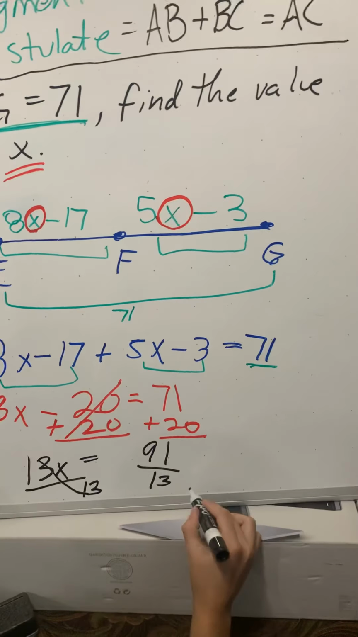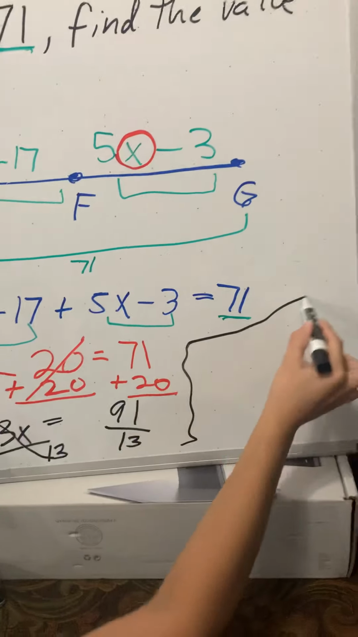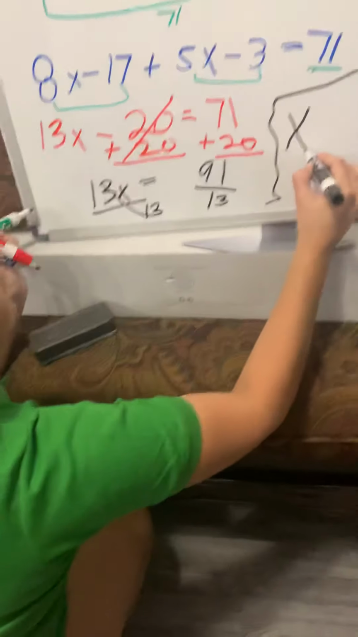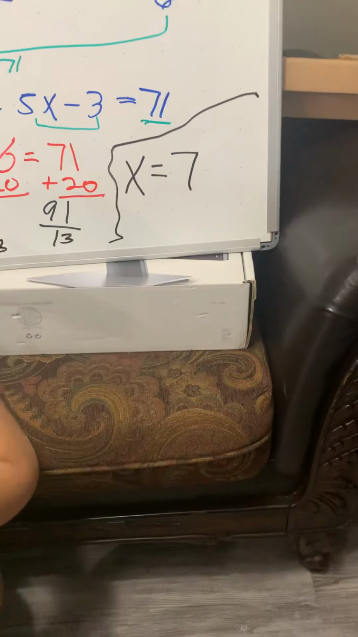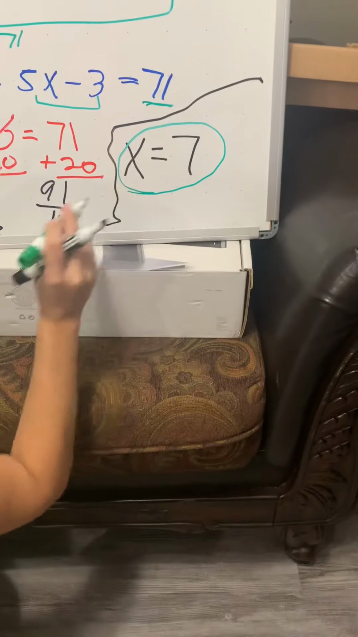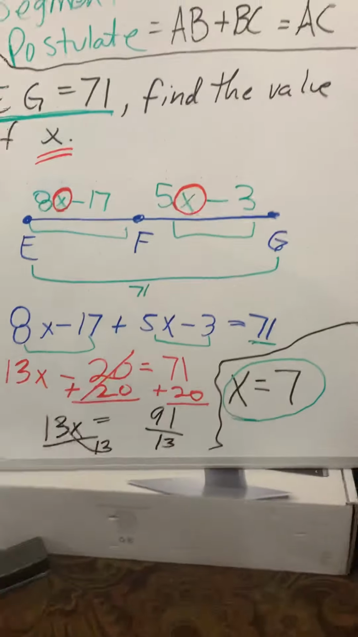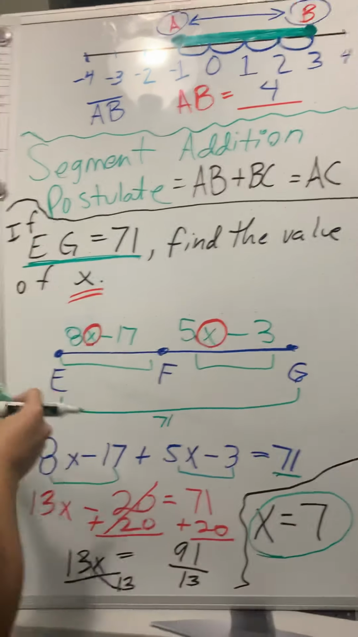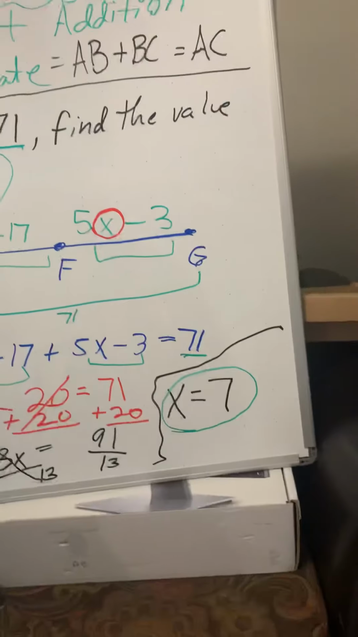So then we have, let me do a division over here. So once this x's out, we have x by itself equals 7. This is what our problem was asking us. We needed to solve for x. So we found the value of x. X equals 7.